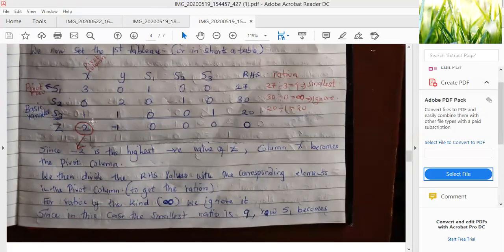So the pivot column now helps us take the elements in our identified column to divide the values on the right-hand side, so that you'll be able to identify what we call the smallest ratio. What have I done here? After I took my -2, it gave me the pivot column. Then each of the right-hand side values I divided by the corresponding element in my pivot column. I start with 27 divided by 3, which gives us 9. Then we have 30 here, 30 divided by this 0, and this particular value in mathematics is infinite. And lastly, I have 20 divided by 1 here, which gives us a value of 20.